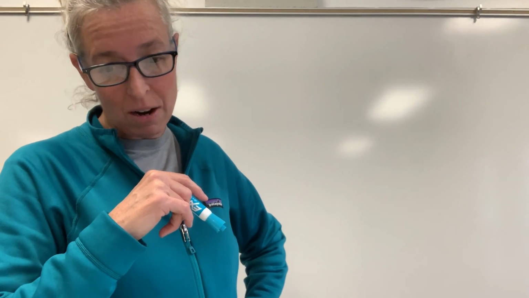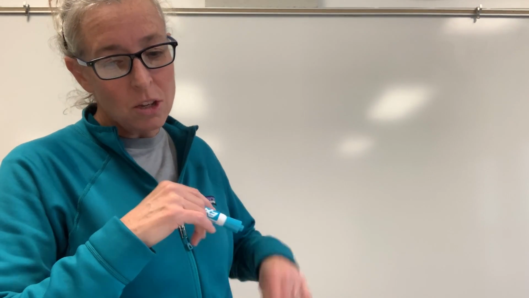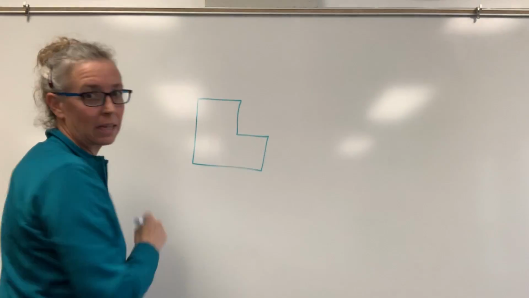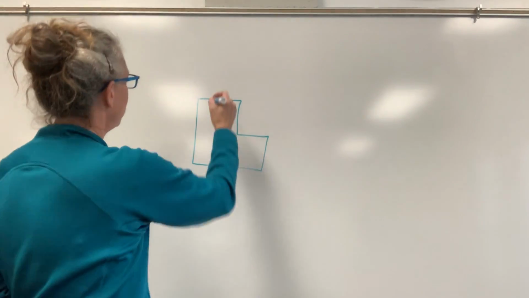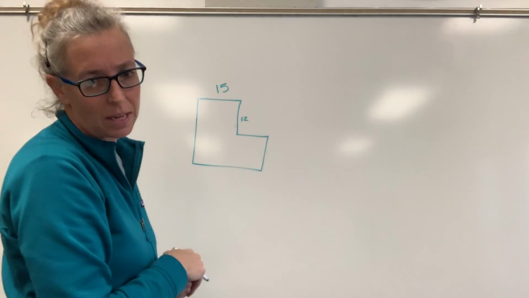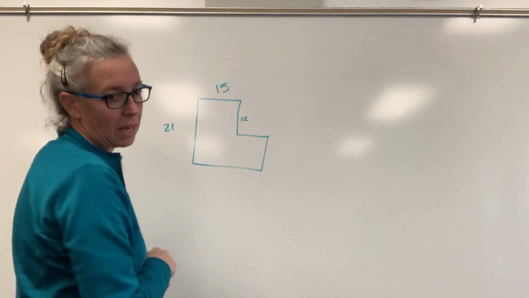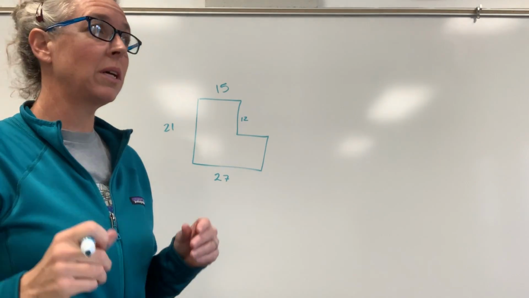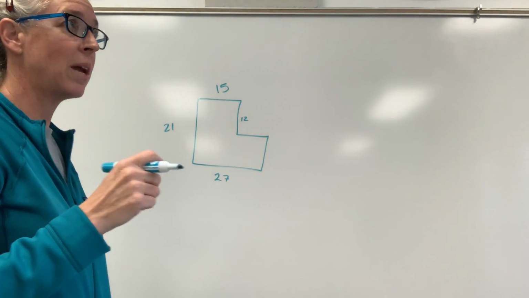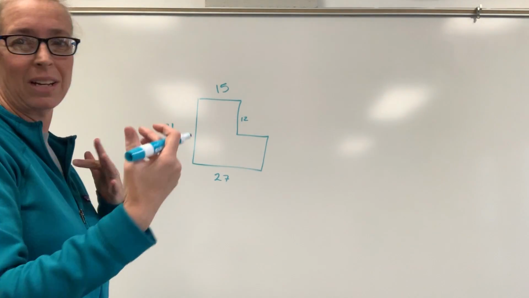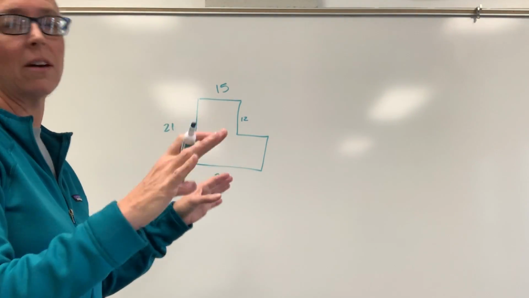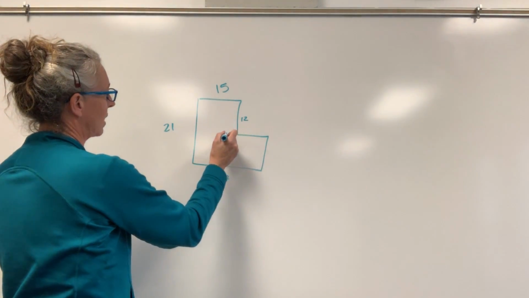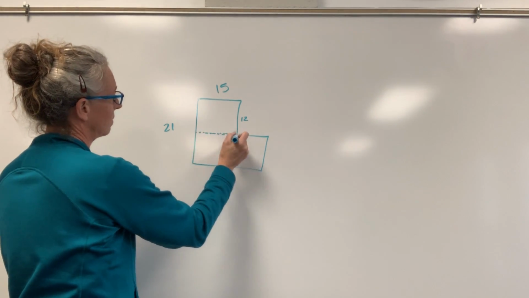Find the shaded area, round to the nearest tenth. So we have that crazy looking thing, kind of like that. And we have a 15 and a 12, and we have a 21, and we have a 27. What we're going to do is divide this into shapes that we know how to figure out the area of, like a rectangle and a square. Figure those out and then add them together. You could do it several different ways. They happen to divide it right here, like this.